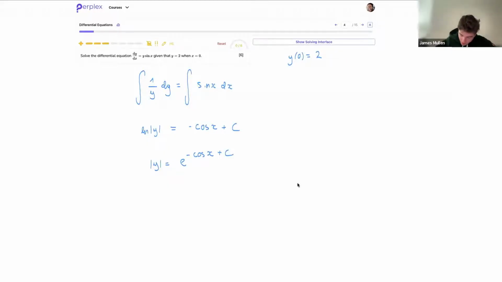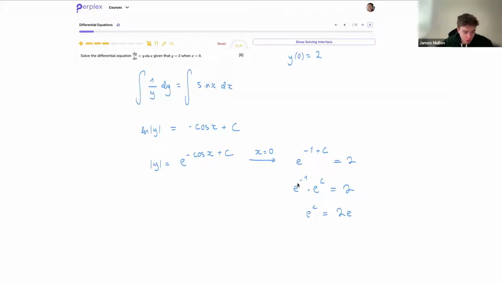When I have x equals 0, this becomes e to the negative cos of 0. Cos of 0 is 1, so e to the negative 1 plus c should be equal to 2. Okay? So what does that mean? I can write this as e to the negative 1 times e to the c should be equal to 2. All right? And therefore, I can write that e to the c is equal to 2e if I multiply both sides by e, right?